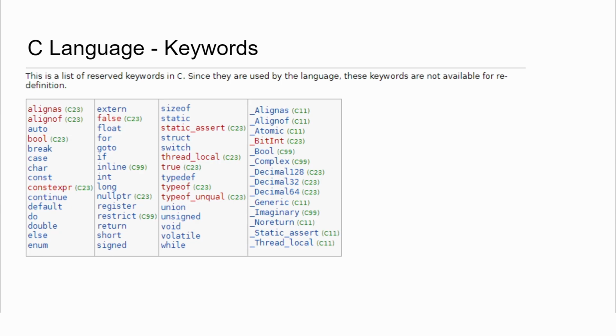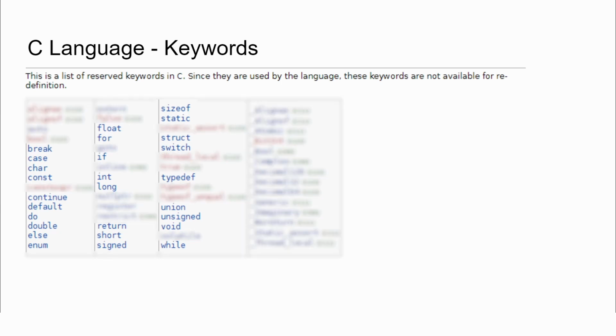So these are the keywords anyway, according to cppreference, but honestly, most of these we're never going to use. So these are the keywords that we're actually going to use, the ones that are not blurred.